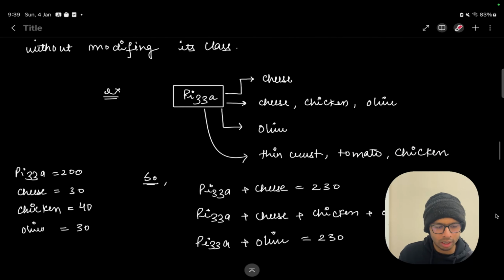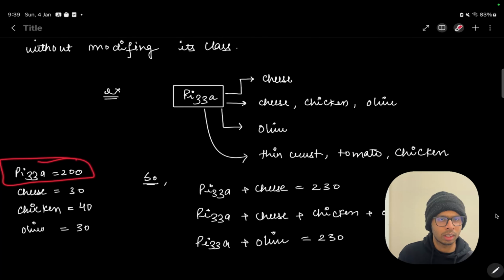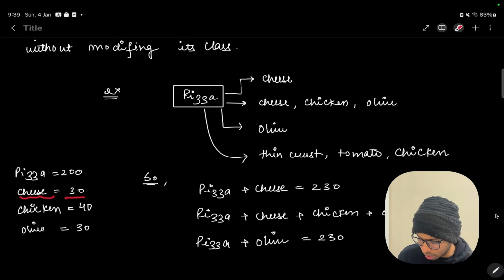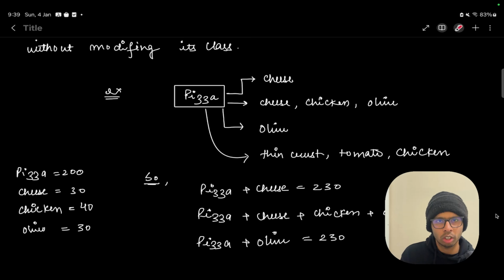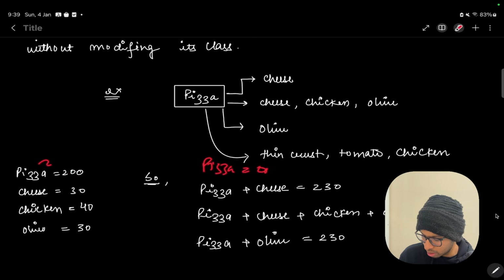I made one simple example right now. Let's say the pizza cost is going to be 200, and if someone wants to add cheese, that is going to cost 30 euros. If someone wants to add chicken, it is going to cost 40 euros. If someone wants to add olives, it is going to cost again 30 euros. If someone asks for a normal pizza, we are just going to return the pizza that is 200, which I just mentioned here.